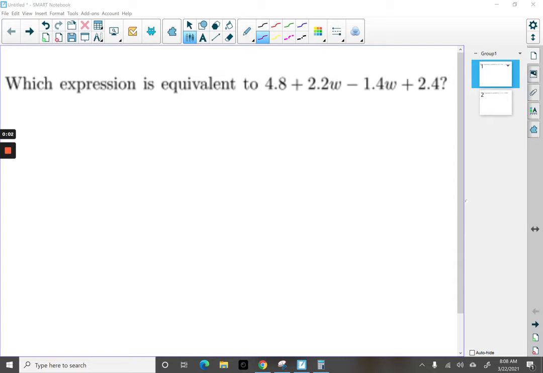Hello, we are going to work on simplifying expressions today. So here is an expression, and just some important information when we are looking at expressions, some vocab to introduce you to. First of all, this expression has what we call terms, and each term is separated with either a plus or a minus.